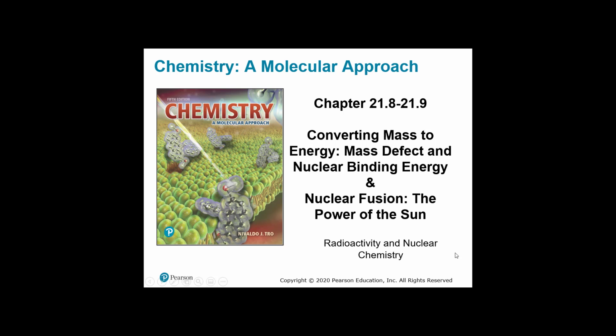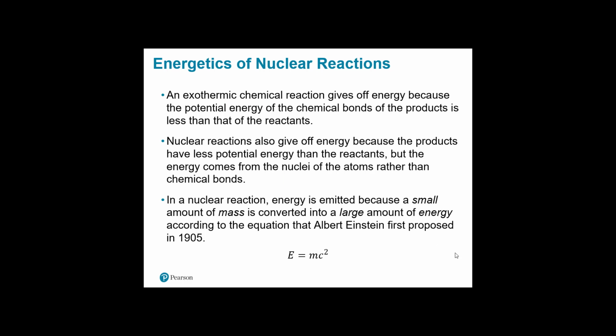Hi class, we are looking at two sections, 21.8 and 21.9. The first portion is converting mass to energy, mass defect, and nuclear binding energy. And the second one is nuclear fusion, the power of the sun.